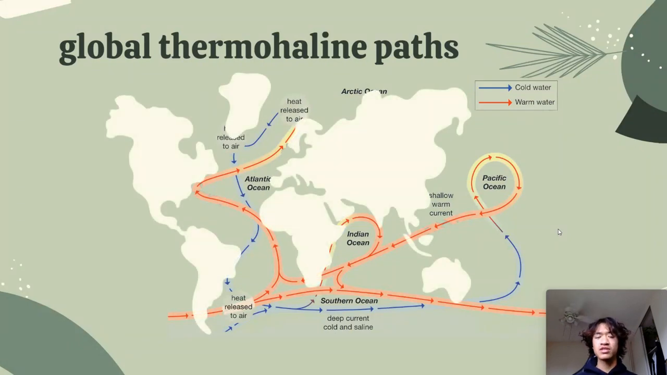right? So this is the global thermohaline paths. As you can see, from the equator, hot water is being pushed towards the poles, and then cold water is being returned back. So if you follow the red lines, you can see that the hot water is pushing towards the poles, and the cold water is pushing away from the poles.